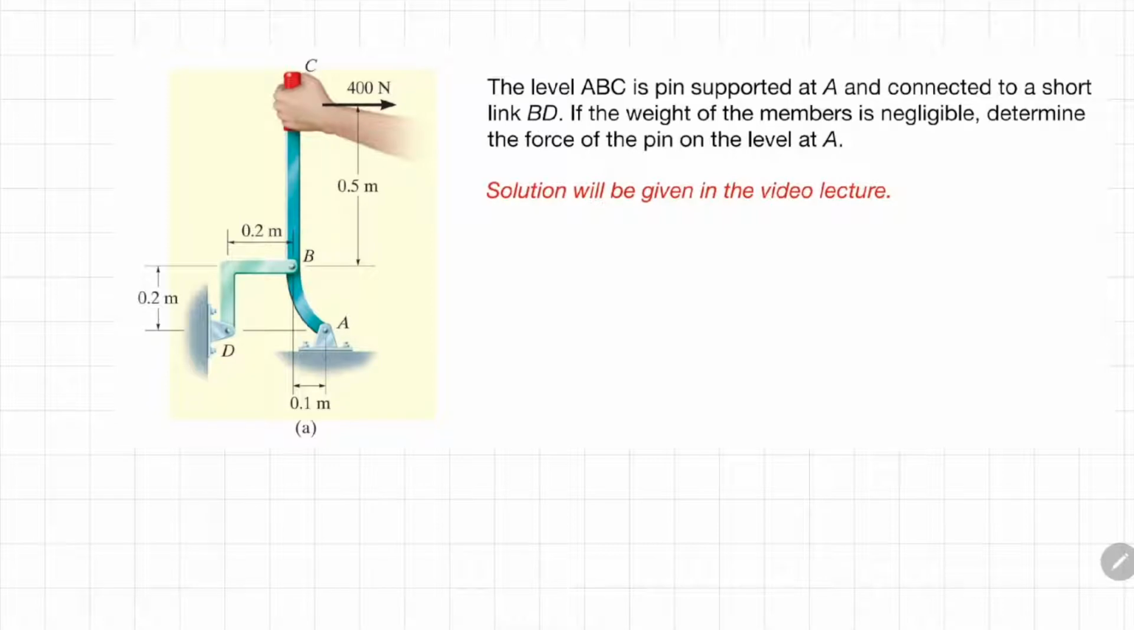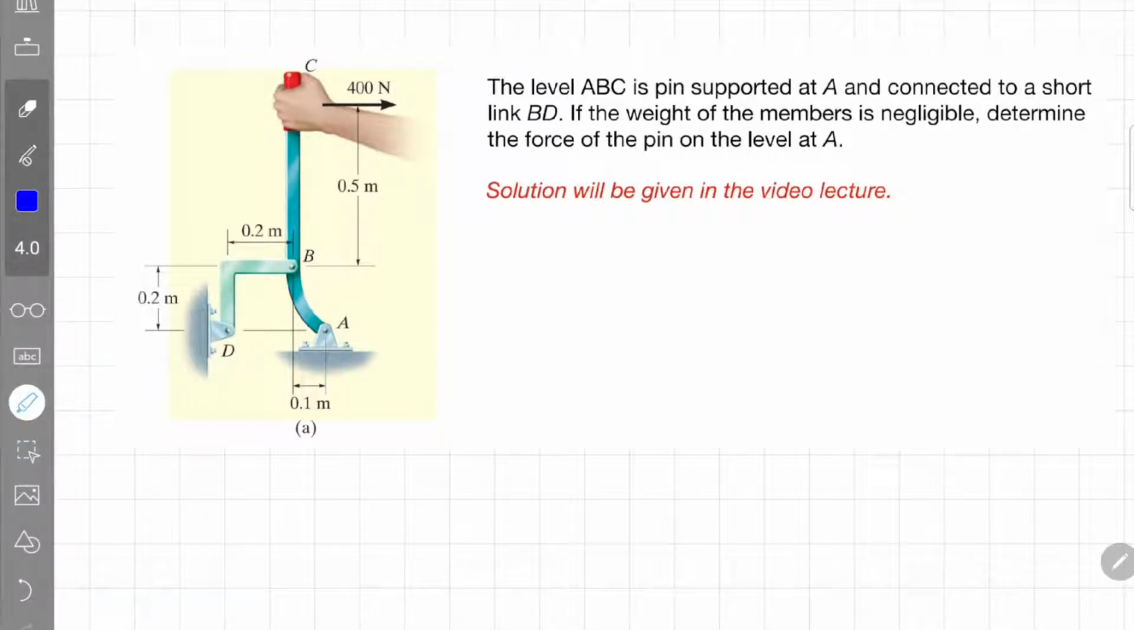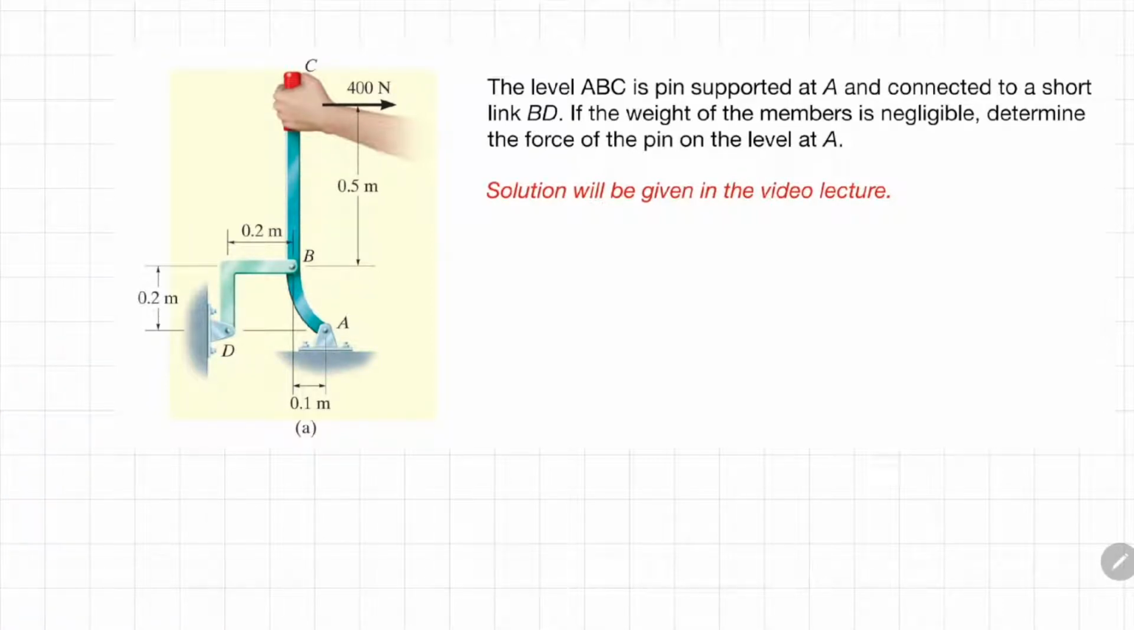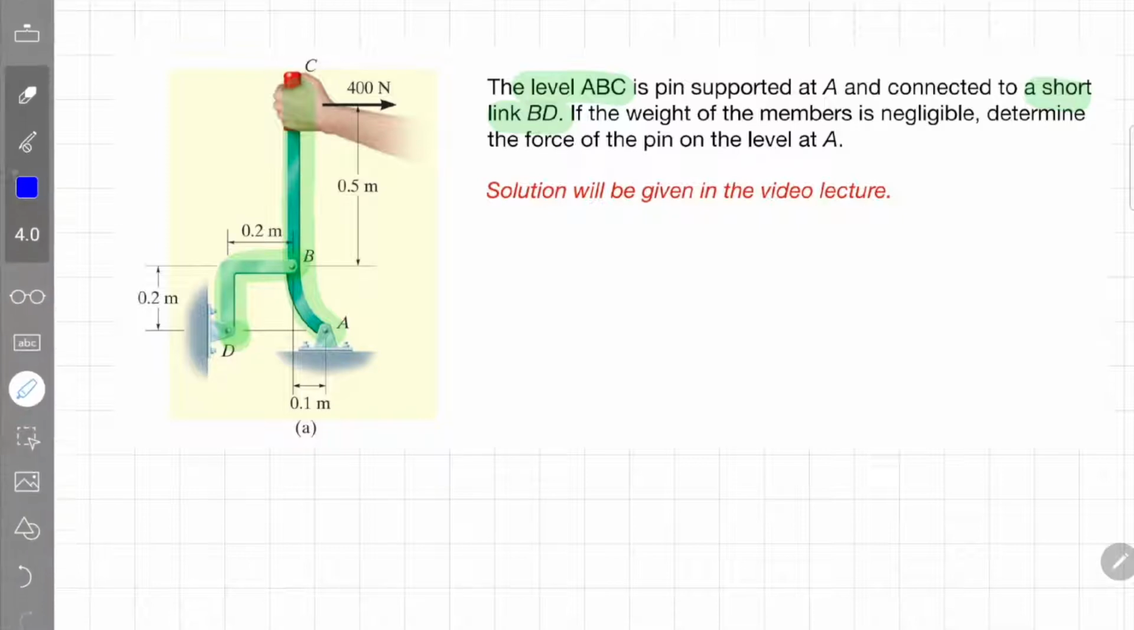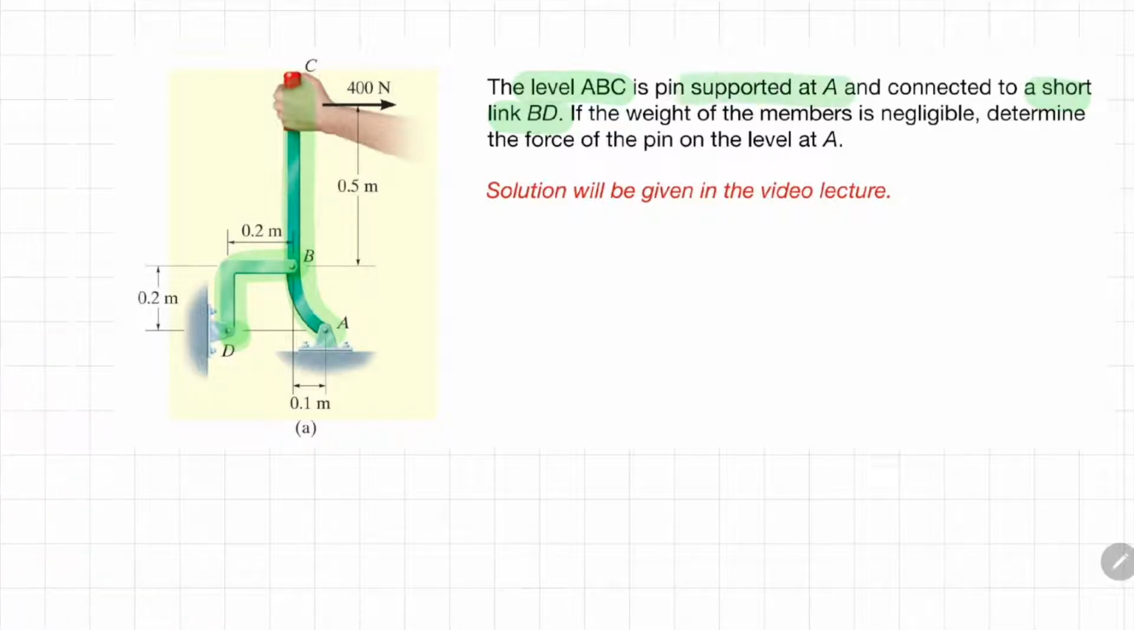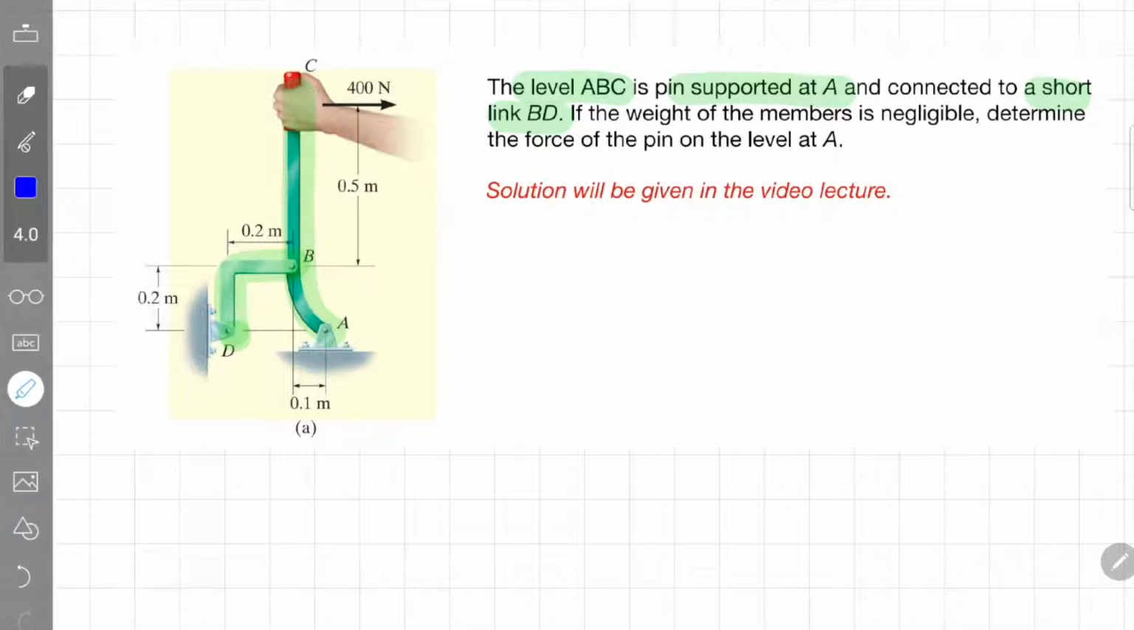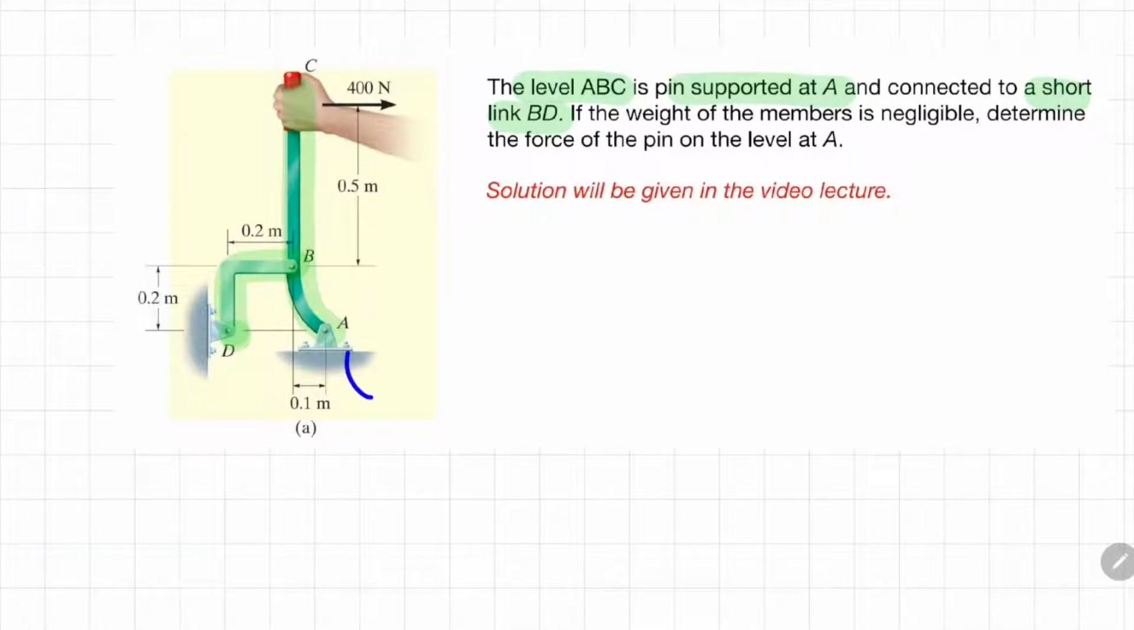Now let us look at this example. Given that this part is an assembly, consisting of two components, which are lever ABC, this one, and also a short link BD, which is this one. This lever ABC is pin supported at A. If A is a pin, you notice the shape of A is equivalent to the shape of the support at D as well. So the joint D is also a pin.